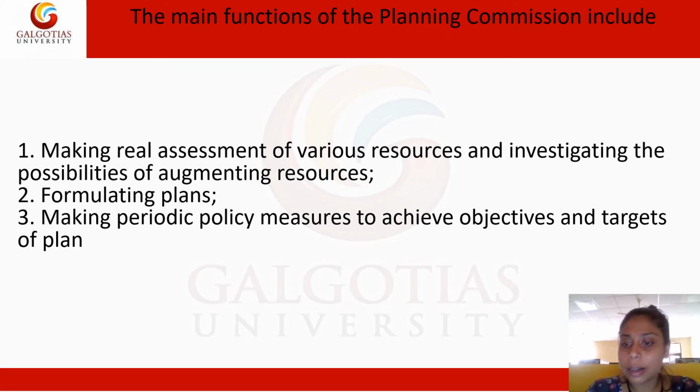Now we'll discuss the main functions of the Planning Commission. It includes making a real assessment of various resources and investigating the possibilities of augmenting resources, then formulating plans, defining stages of plan implementation and determining plan priorities, identifying the factors retarding economic growth and determining the conditions for its successful implementation. Also, making periodic policy measures to achieve the objectives and targets of the plan, then making additional recommendations as and when necessary.